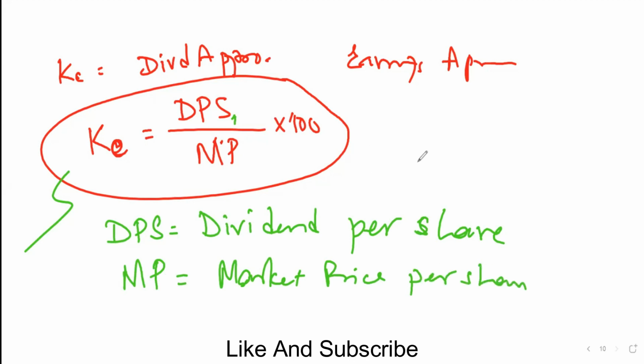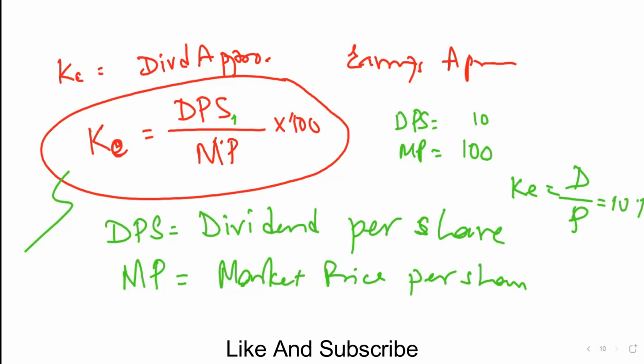Now I am giving you. MP is equal to 100 rupees. DPS is equal to 10 rupees. What is KE? बोलिए. KE is equal to D by MP into 100. 10. Sir, 10. Only 10? KP is equal to 10%. 10 नहीं बोलना, परसेंट into 100 रहता है. ये into 100 कॉमन. Okay, 10%. हो गया. Easy है. Is this easy? Yes, sir.